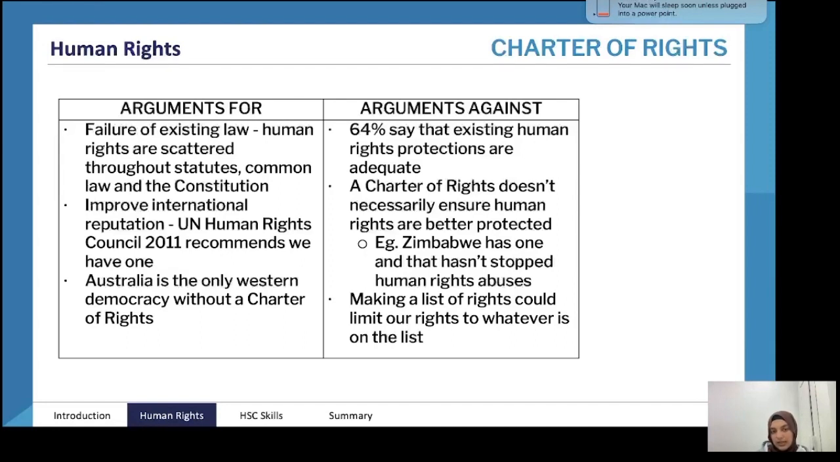And then arguments against: 64% say that the existing human rights protections are adequate. A Charter of Rights doesn't necessarily ensure human rights are better protected. It's just a list of the rights, essentially, is what other people are saying. So, for example, Zimbabwe has one and that hasn't stopped human rights abuses. And making a list of rights could limit our rights to whatever is on the list as well.